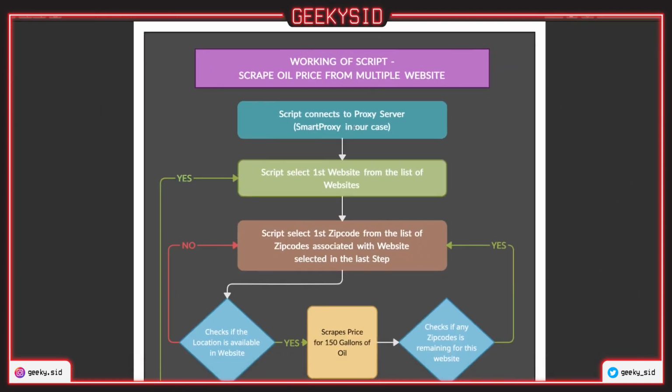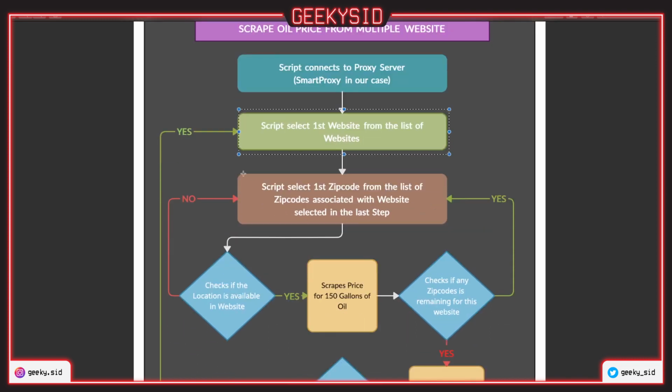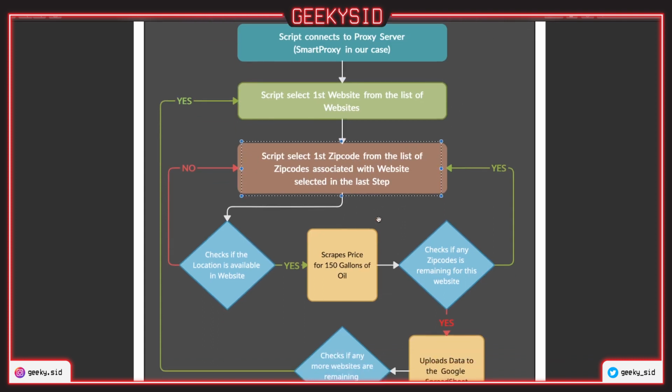Let's get into the theory and see how the script should work. Firstly, script connects to the proxy server and use residential proxies to avoid getting blocked. Then the script selects first website from the list of websites that we need to scrape. After that, script will select first location from the list of locations available for the website that was selected in the last step, and the script will perform following tasks.